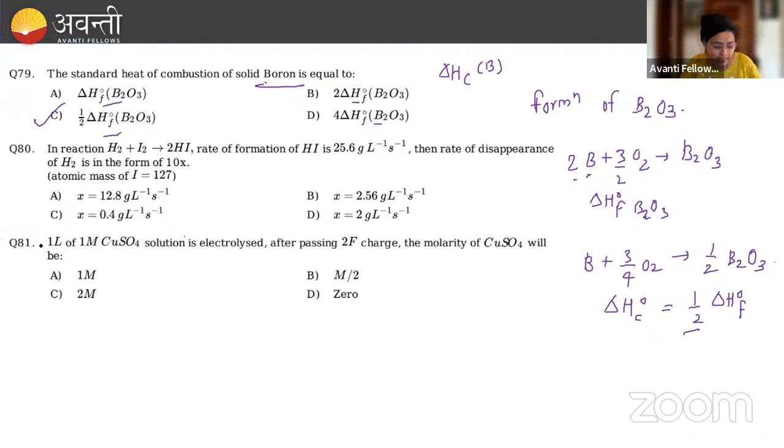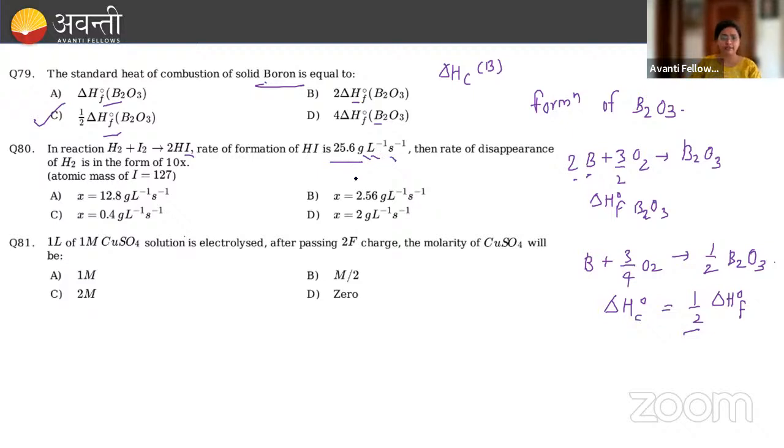Yes, next question. This is a very, very important question. H2 plus I2 gives twice HI. The rate of formation of HI is given in gram per liter per second. Then the rate of disappearance of H2 is in the form of 10^x.